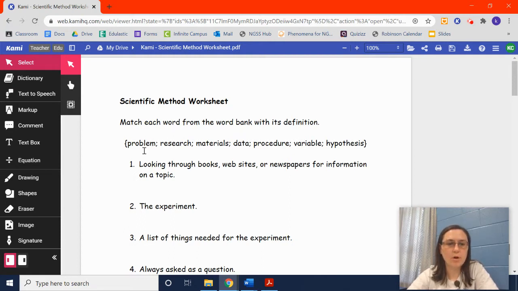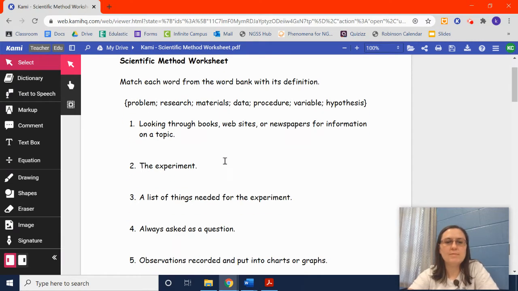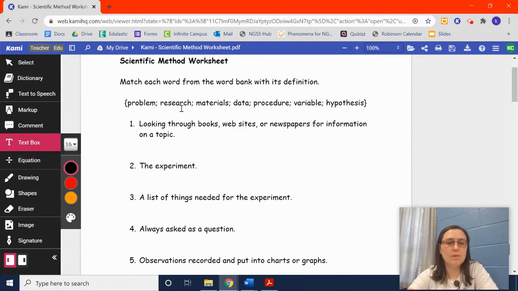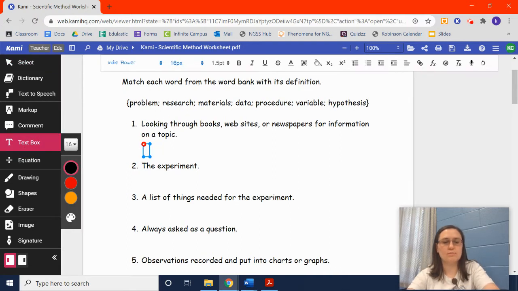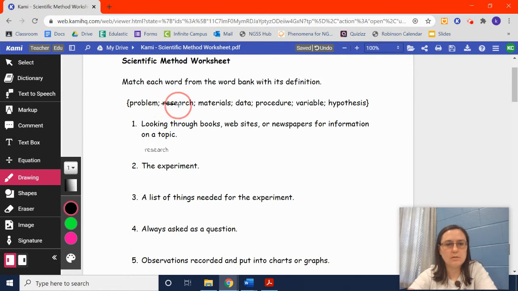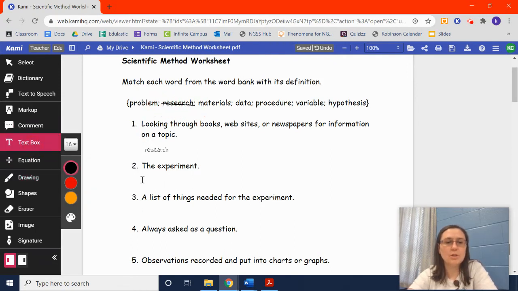The words we have are problem, research, materials, data, procedure, variable, and hypothesis. So number one, looking through books, websites, or newspapers for information on a topic. That most likely is research. I'll mark it out as we answer. Number two, the experiment, what you actually do, that would be the procedure.